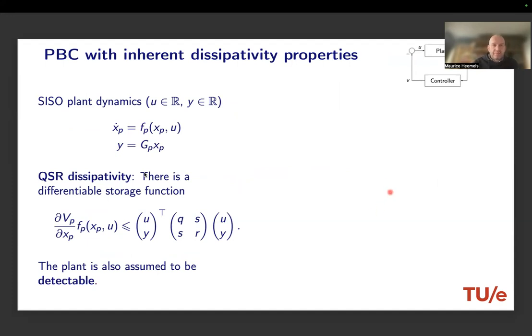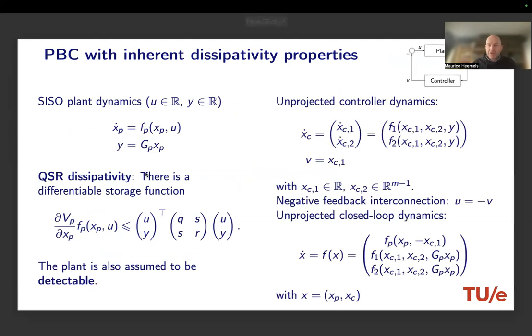So the idea, so we have some plant dynamics, which has a certain passivity property, so a certain dissipativity property, so a quadratic supply rate. So as said, we assume detectability here. We just take a pretty random controller, right, which has a controller state. So the first controller state is the output after proper change of coordinates. And we have some other controller states. And of course, we can put the plant and the controller state together to get the unprojected closed loop dynamics.